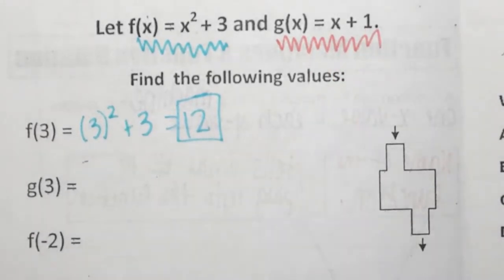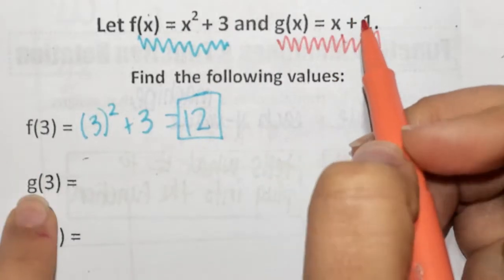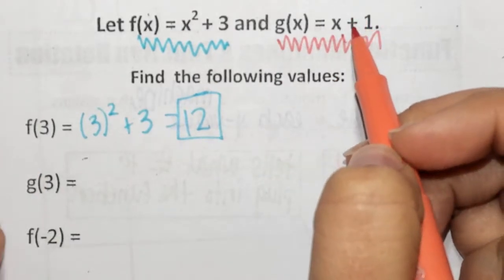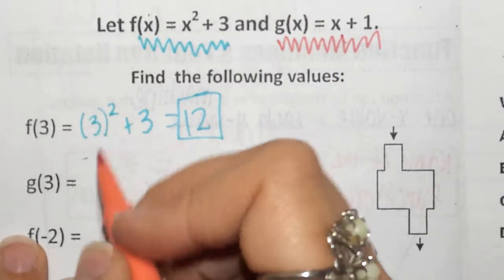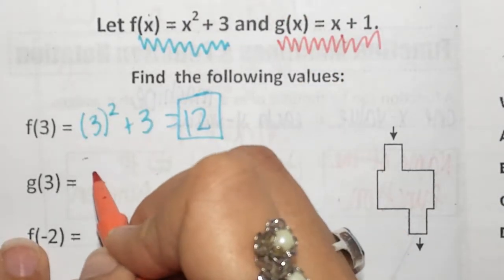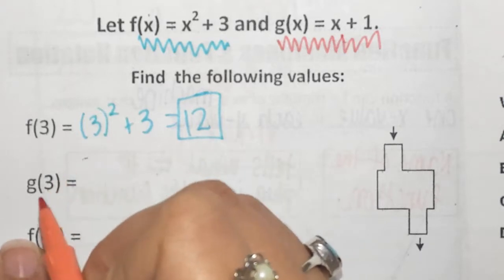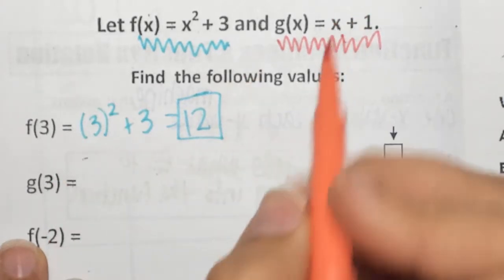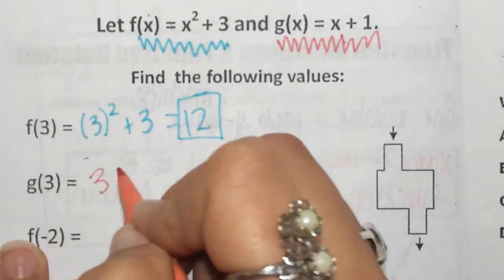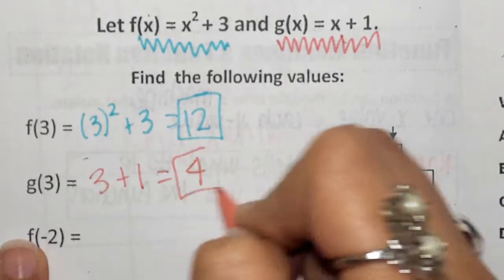Now let's plug 3 into G. So instead of plugging it in over here, we're going to plug it into this one. Because it says G, it tells you where to plug it. Okay, do you see how 3 is in the place of X? So what are we going to replace X with? 3. And we're going to write 3 plus 1. And what's 3 plus 1? 4.